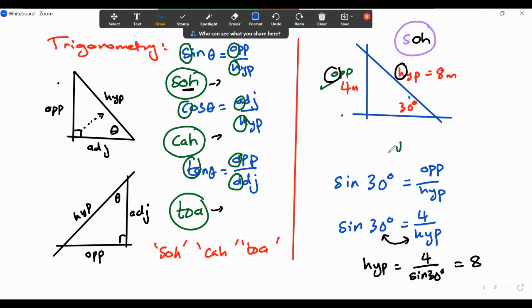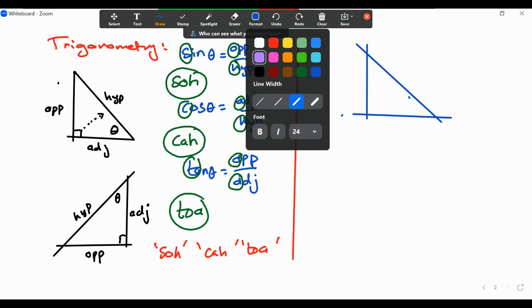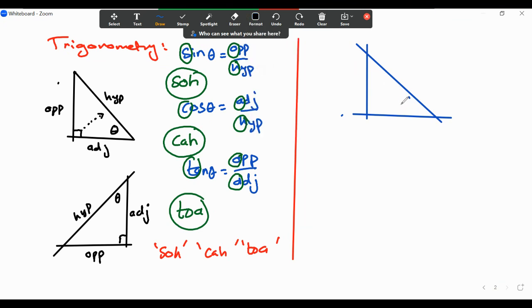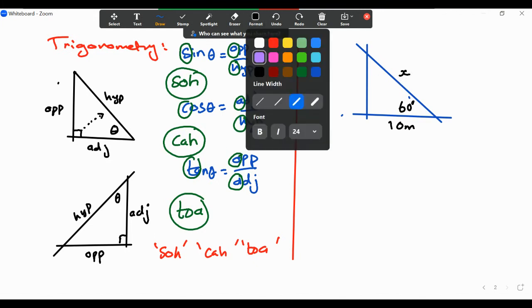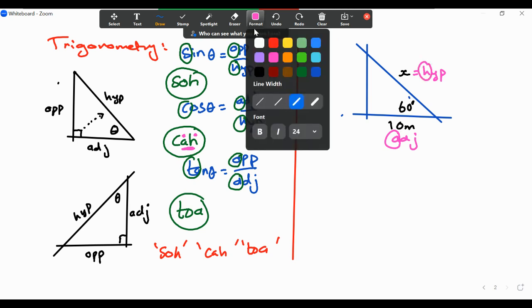Okay, let's have a look at an example where we're using cos. So let's suppose we're given another right angle triangle with a different angle. This angle, let's say, is 60 degrees, and they tell me that this length over here is 10 meters. And they want me to find the hypotenuse again, but this time they call the hypotenuse x. Let's remember that that is the hypotenuse. This is the adjacent. So which one am I going to use? I'm going to use adjacent hypotenuse. So I'm going to use cos.